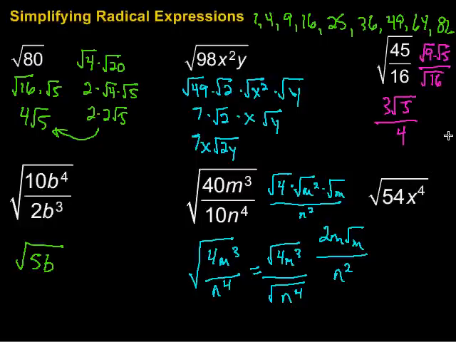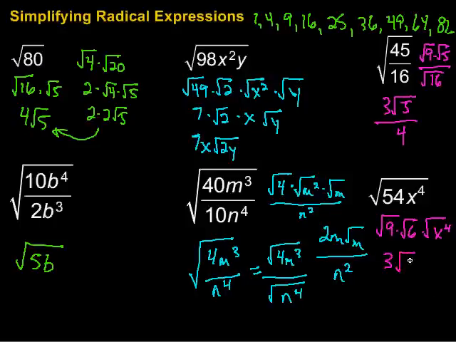Alright, last one. 54x to the fourth. Again, looking for those perfect square factors. Let's see. 9's going to go in there. 9 times 6. So square root of 9 times the square root of 6 times the square root of x to the fourth. Okay? Then, going to go ahead and simplify those things.